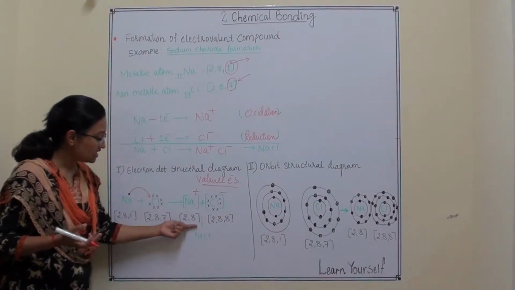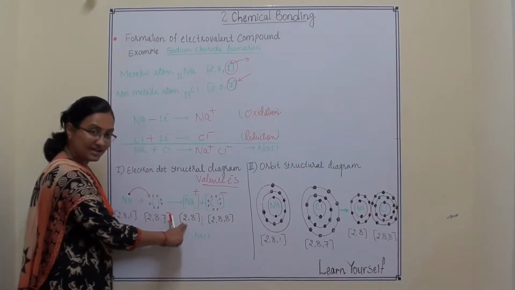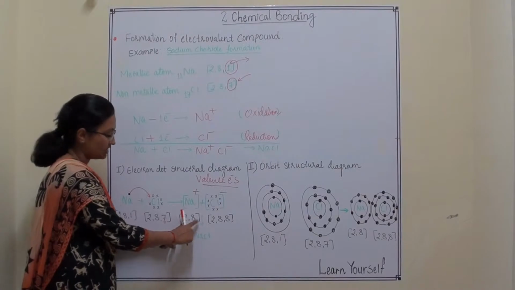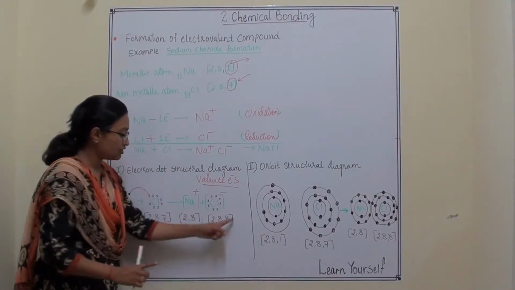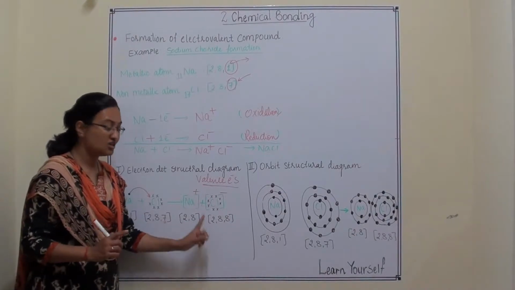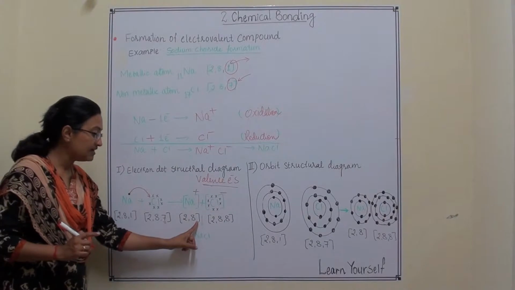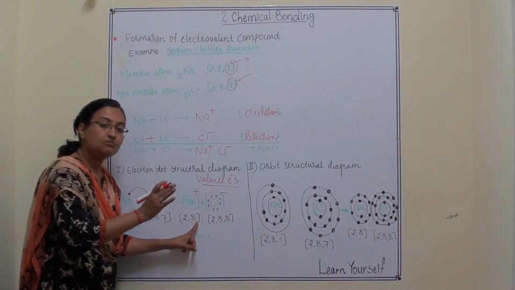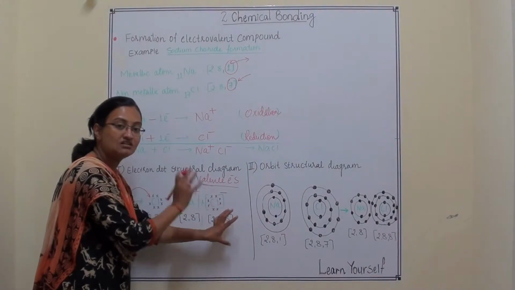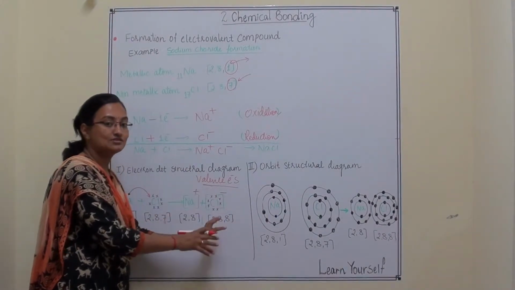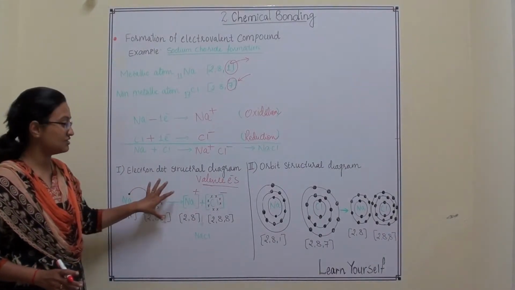If you see the electronic configuration, after losing one electron, Na will have 2, 8 and Cl will have 2, 8, 8. So the electronic configuration will change after transferring one electron. That means one electron is completely removed from Na's orbital and it has been placed into Cl's orbital. So this is all about the electron dot structural diagram.